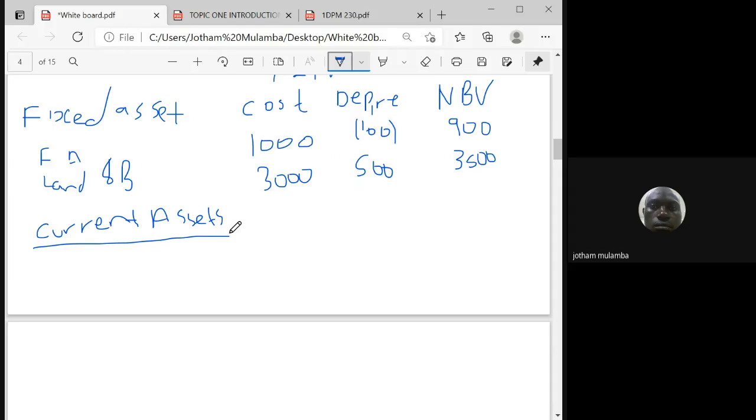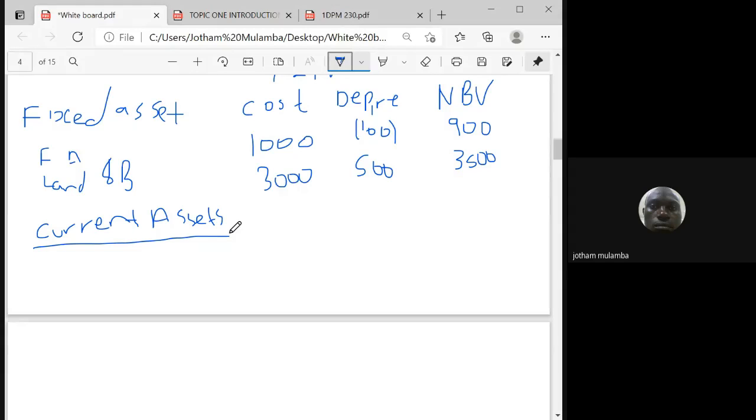Furniture and fitting. And we have said fixed assets are assets that we expect to serve the business for a long period of time. So can you buy a seat to serve the business for 1 week or for 1 month or for 2 months? It's not viable. You cannot keep on replacing seats.